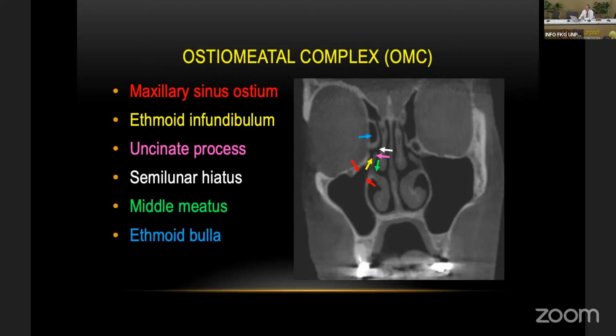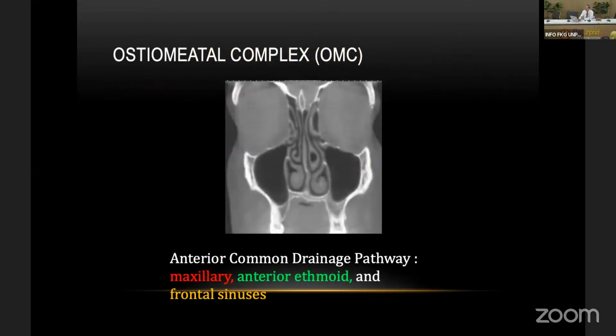Now here's the ethmoid bulla. It's part of the ethmoid sinuses, and also you can see the frontal recess. The frontal recess is the drainage from the frontal sinuses. So all these from the maxillary sinus, the ethmoid sinus, and also the frontal sinuses, we call the anterior common drainage pathway. So this is an area people sometimes call the anterior osteomeatal complex, in the anterior region.